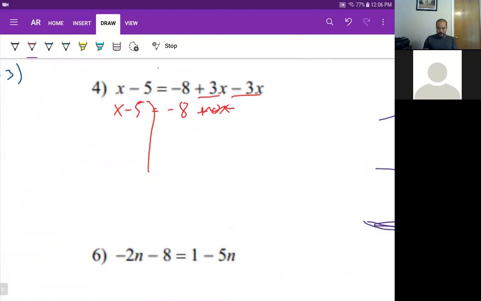So from here, it's an algebra problem. So get x by itself, plus 5 here, plus 5 here, x equals negative 3. And then if you plug that into here, it does work. Yeah, because these will cancel out. Negative 3 minus 5 is negative 8, which is right there also.